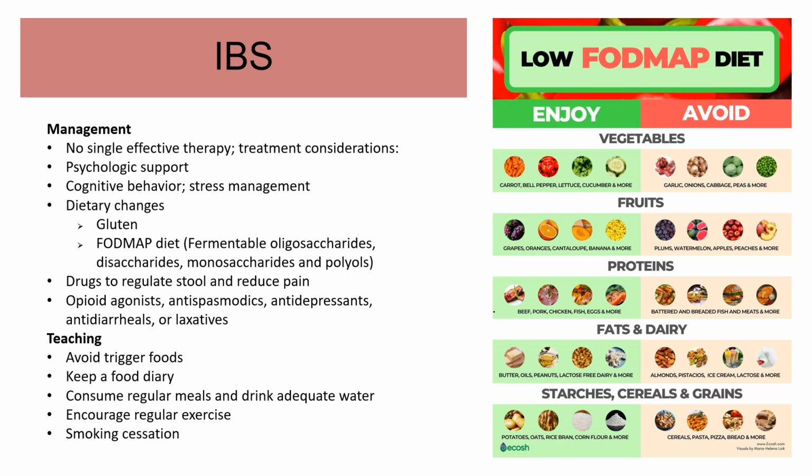FODMAP stands for fermentable oligosaccharides, disaccharides, monosaccharides, and polyols. So this map here on the right shows examples of a FODMAP, things that you should eat and things that you should avoid. These patients can also be given medications to help regulate stool and reduce pain, depending on what their problem is, whether it's diarrhea or constipation. And then opioid agonists, antispasmodics, antidepressants, antidiarrheals, or laxatives may be appropriate for this patient.